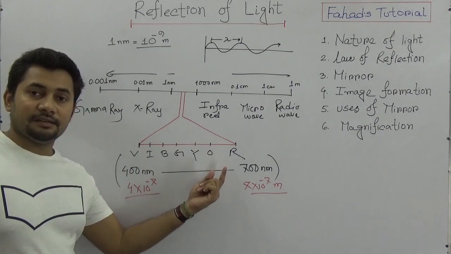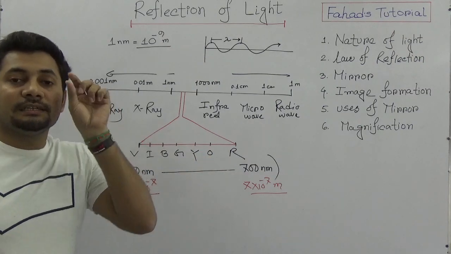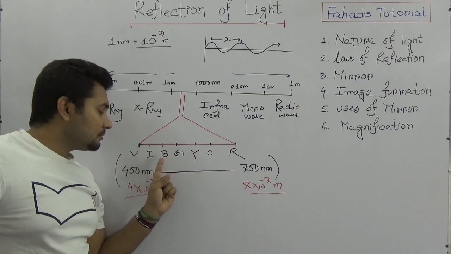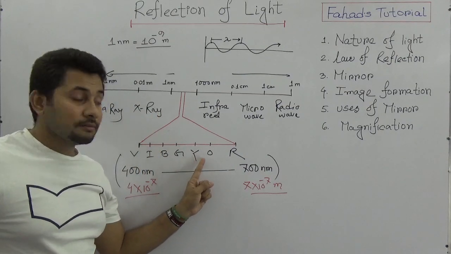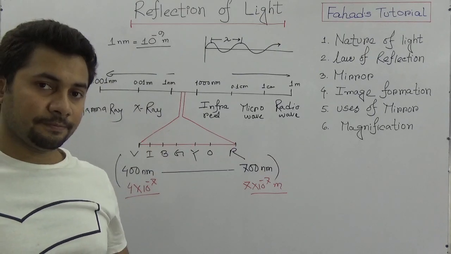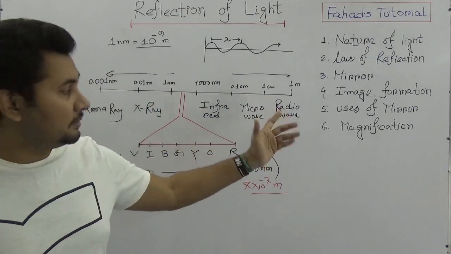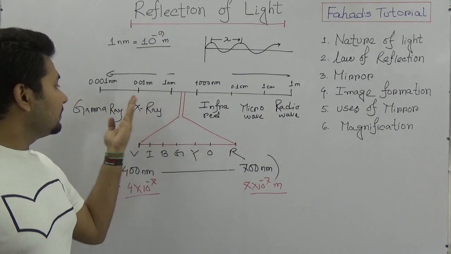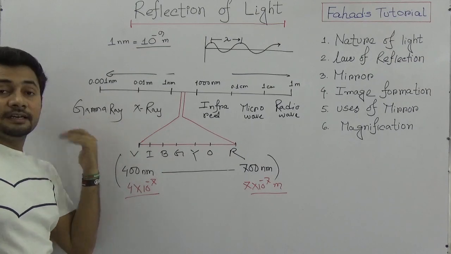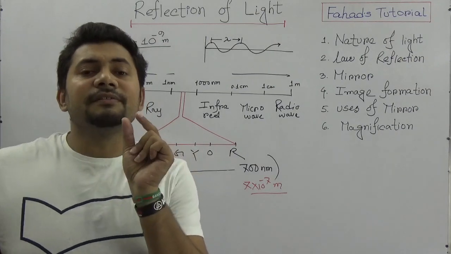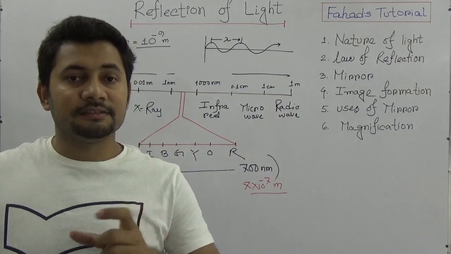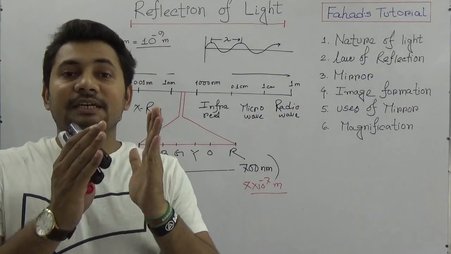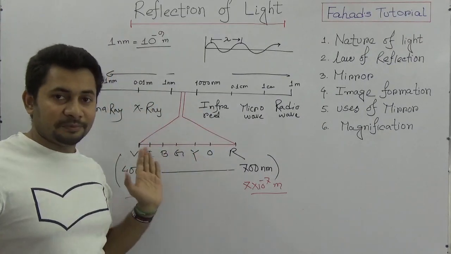So we must know this. This is our visual light spectrum that we can see: violet, indigo, blue, green, yellow, orange and red. If you go further, you will have radio wave and microwave, then infrared, and in the other direction you will have X-ray and gamma. So this is a very simple, primary level idea: what are the visual spectrums that we can see? I hope this is clear.